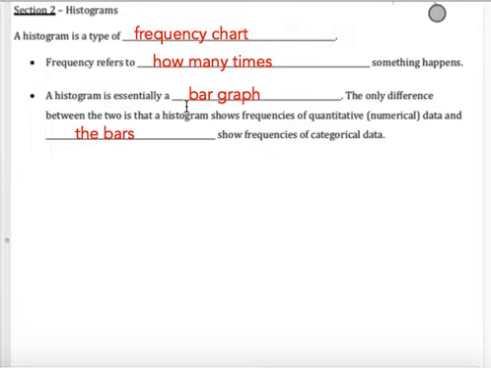The only difference between the two is that a histogram shows the frequencies of quantitative data, and bars are showing the frequencies of categorical data. So a bar graph might be the color of shoes: red, white, green, blue. And that could be the label of the x-axis. So if the x-axis is labeled with things other than numbers, you call it a bar graph. When the x-axis is labeled with numbers, you call it a histogram because it's showing how many times that numerical data is repeating.